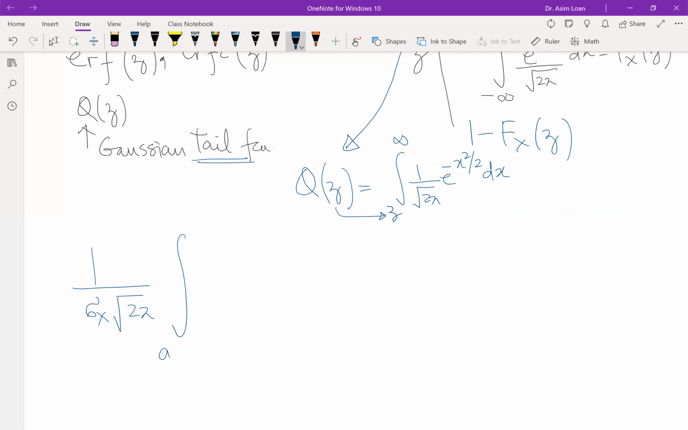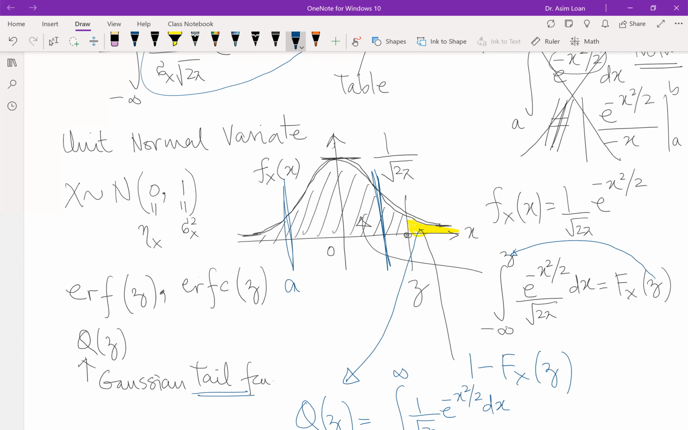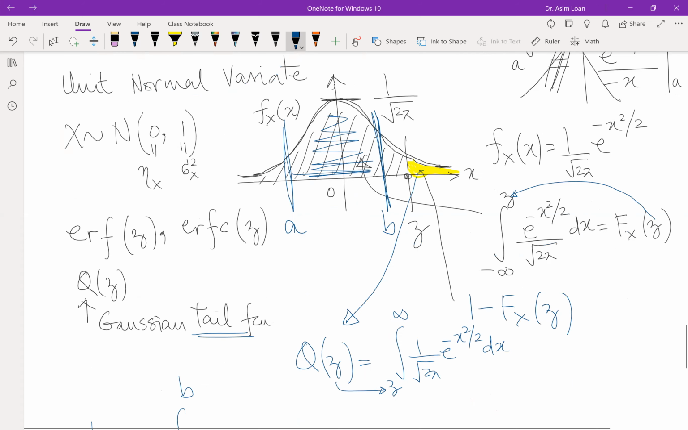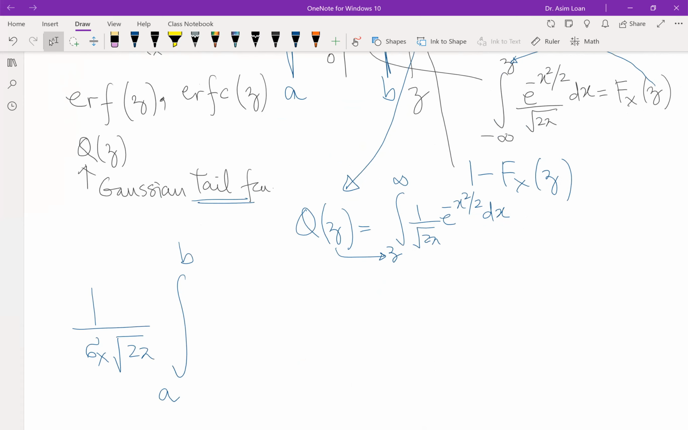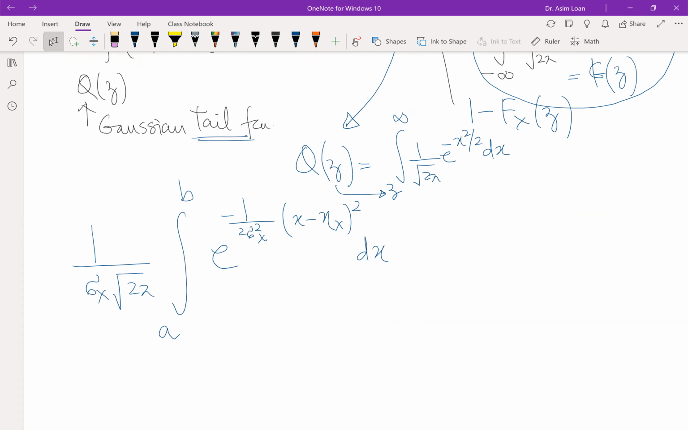Suppose you are asked to calculate a to b, meaning somewhere here, a to b. So call this a and this b. If you want to integrate from a to b, and this is not normal, for example, suppose you have this function with 2 sigma square, x minus eta x whole square dx, and you have to integrate it in terms of this function, which is your base. Sometimes this is also called g of x, in some books, depending on which text you're following for this course.